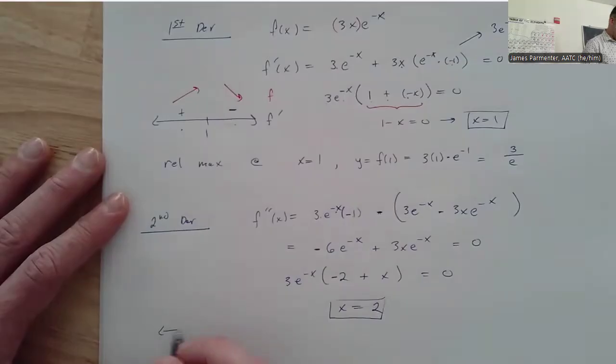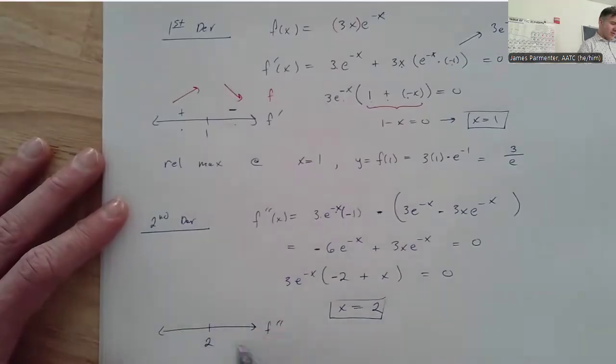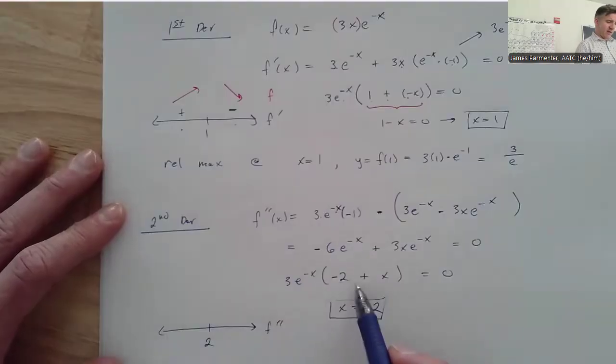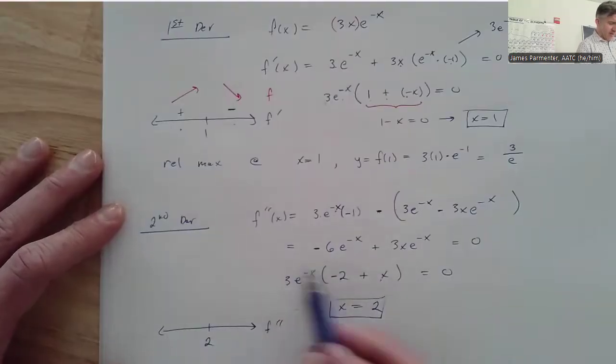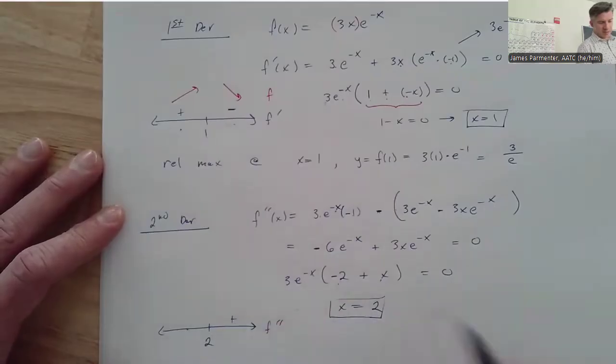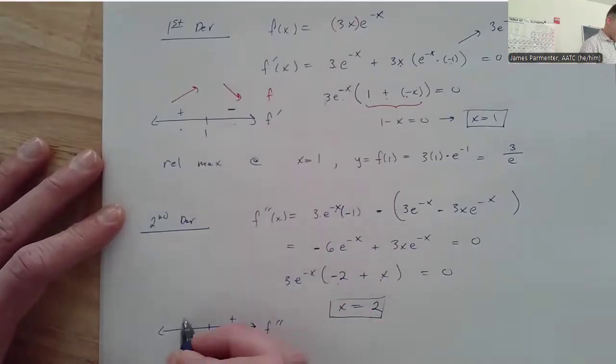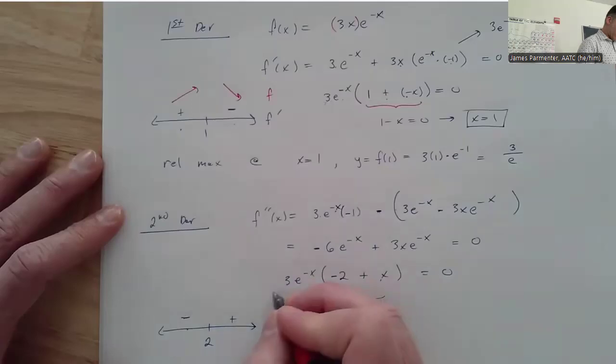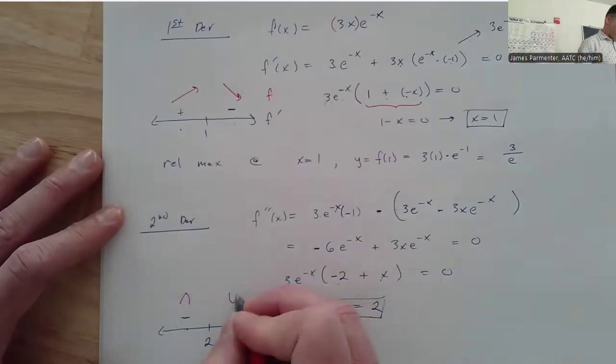Putting that on my second derivative number line, we're going to see a similar result. Pick a number bigger than 2, like 5. Negative 2 plus 5 is positive. This part's always positive. Positive over here. Pick a number like 0. Negative 2 plus 0 is negative. That part's always positive. So we see that we are concave down and then concave up.